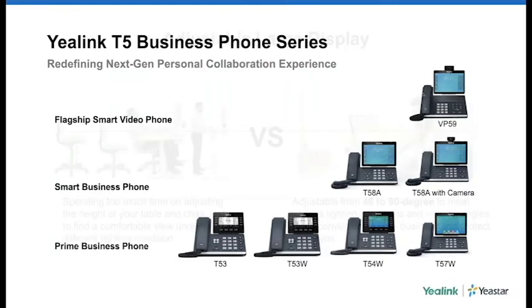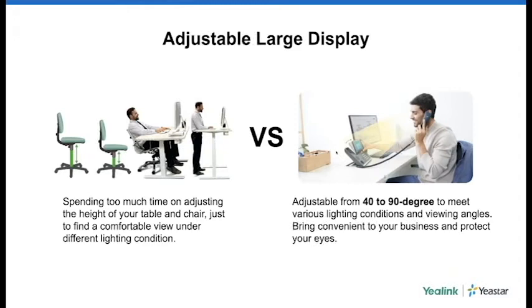The next three or four slides will emphasize some of the key features we have on the T5 series. To begin with, the adjustable large display. As you can see in the image to your left, spending too much time adjusting the height of your table or your chair just to find a comfortable view under the different lighting conditions that you would typically expect in an office can sometimes be quite daunting and time consuming. So what Yealink have introduced is the adjustable 40 to 90 degree LCD screen to meet the various lighting conditions and viewing angles. More importantly, to make your life a lot easier in the office and of course to protect your eyes.